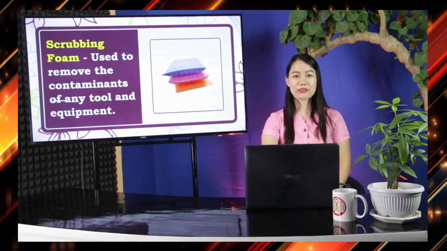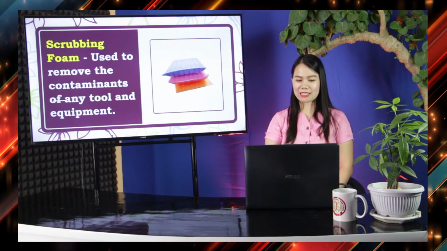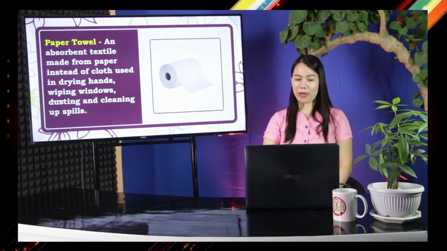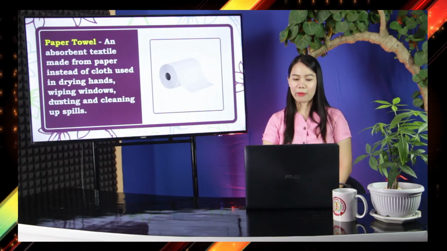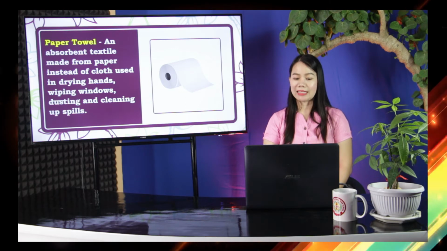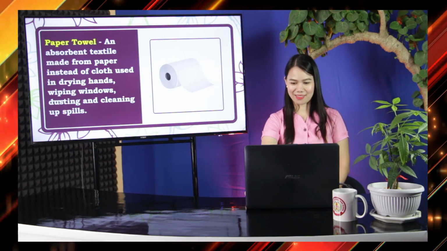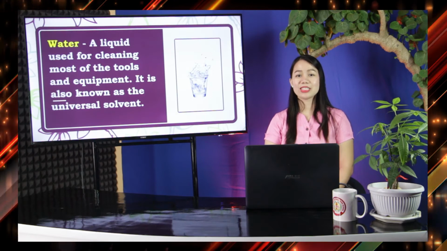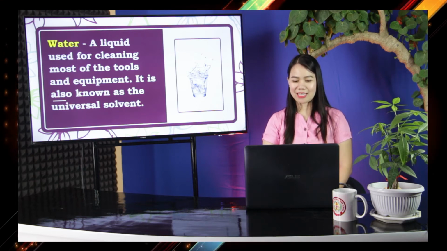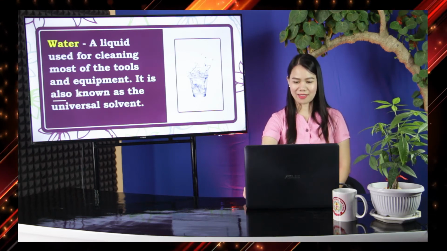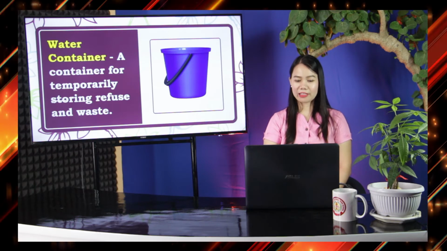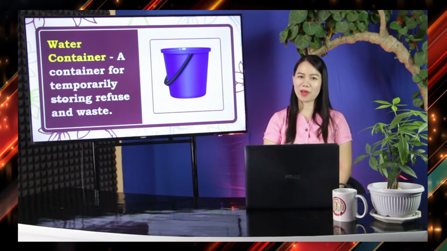Next is we have the scrubbing foam, used to remove contaminants of any tool and equipment. And we have also the paper towel, an absorbent textile made from paper instead of cloth, used in drying hands, wiping windows, dusting, and cleaning up spills. Next is we have the water. It is a liquid used for cleaning most of the tools and equipment. It is also known as a universal solvent. We have also our water container, a container for temporarily storing refuse and waste.